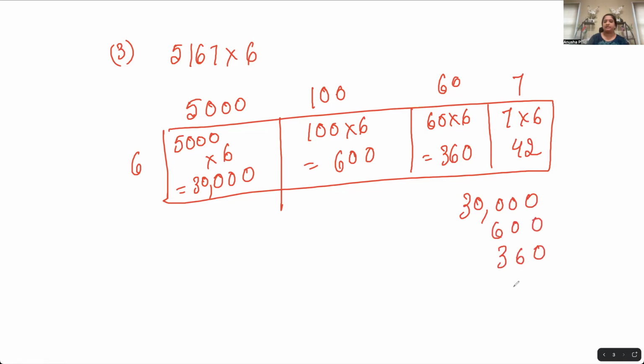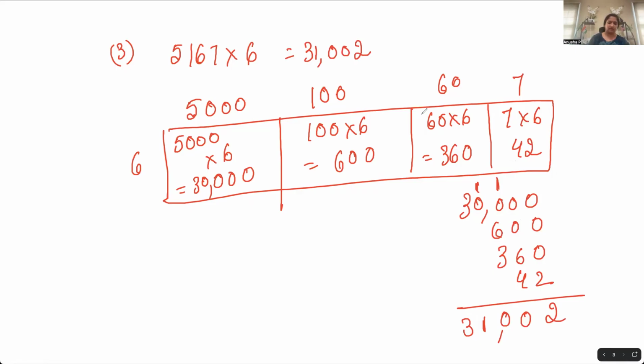30,000, 600, 360 and 42. When you add them, 2, 6 plus 4 is 10, 0, 1, 6 plus 1 is 7, 7 plus 3 is 10, 1, 3. The answer will be 31,002. 31,002. Okay.